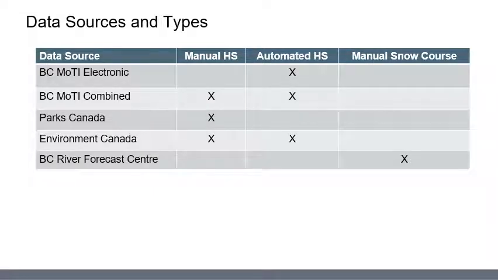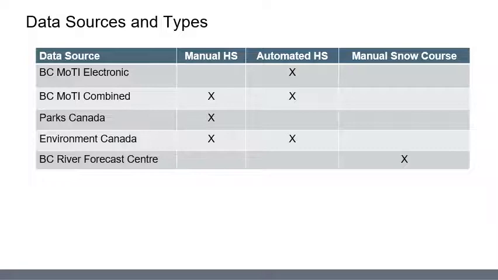So this project uses 5 data sources. BC Ministry of Transportation and Infrastructure has 2 data sets. They have a modern electronic data set from their automated telemetry, and they also have a historic manual data set. Where this data set of manual observations is in exactly the same location as the modern telemetry, they were combined to create a much longer data set. So that's the BC MOTI combined data set. Often these are spanning several decades, whereas the electronic data typically only goes back to the early 2000s.